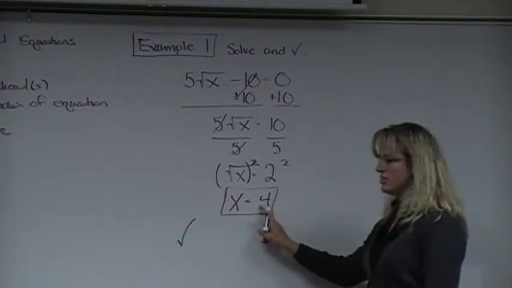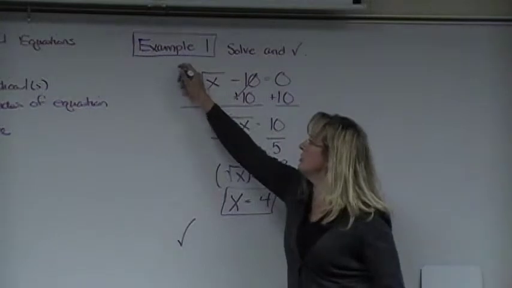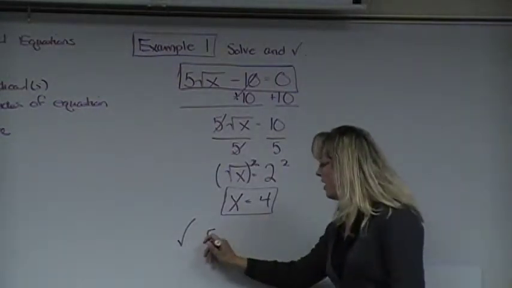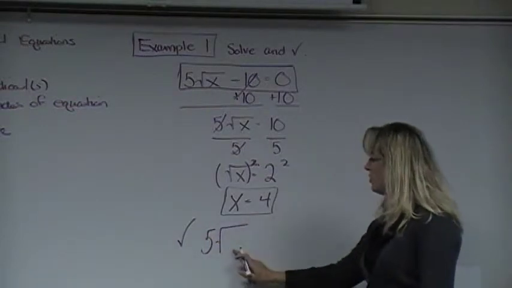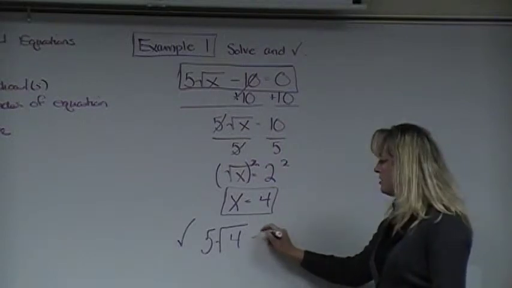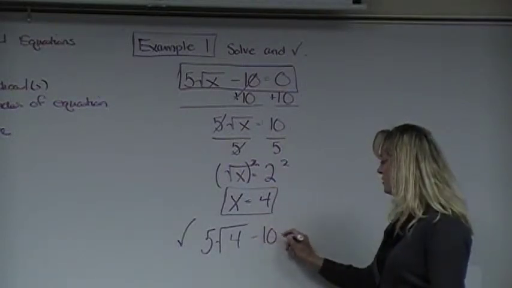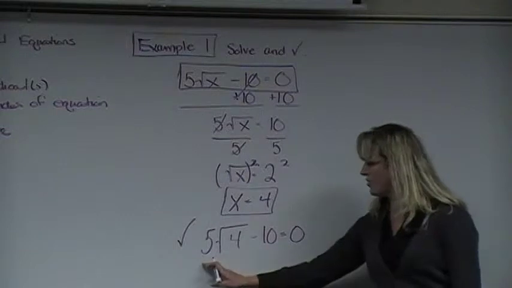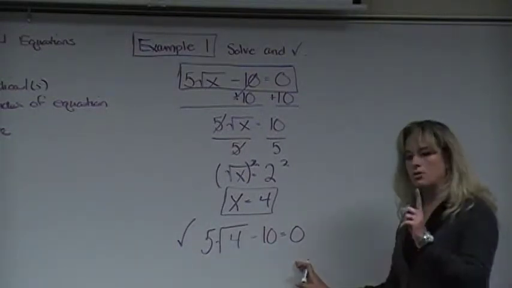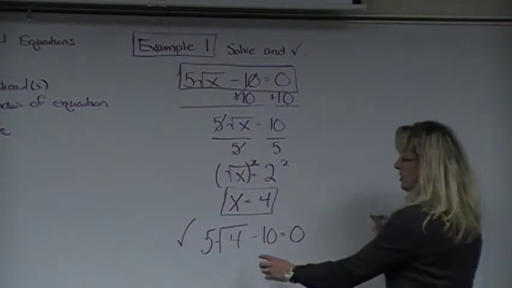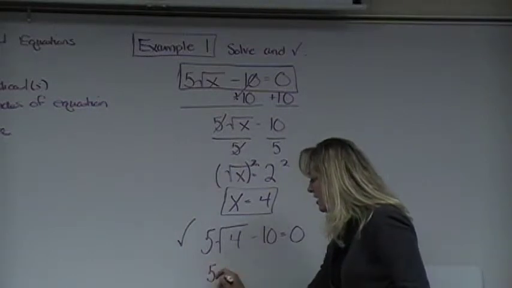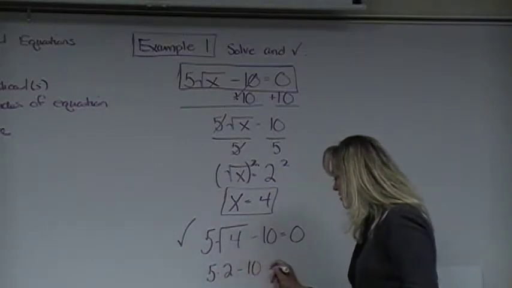What we do is we put our answer in for x and put it back into the original equation that we started with. Here we go. So 5 times the square root of what? 4. 4 minus 10 has to equal what? 0. So if this side simplifies to 0, we know we have the right answer for x. Remember, do the square root first. What's the square root of 4? 2. So bring that down. 5 times 2 minus 10 has to equal 0.